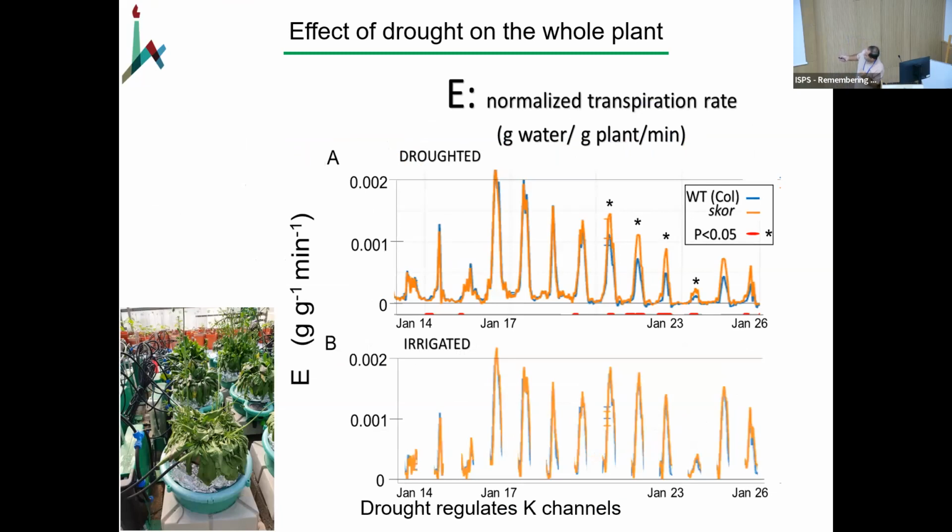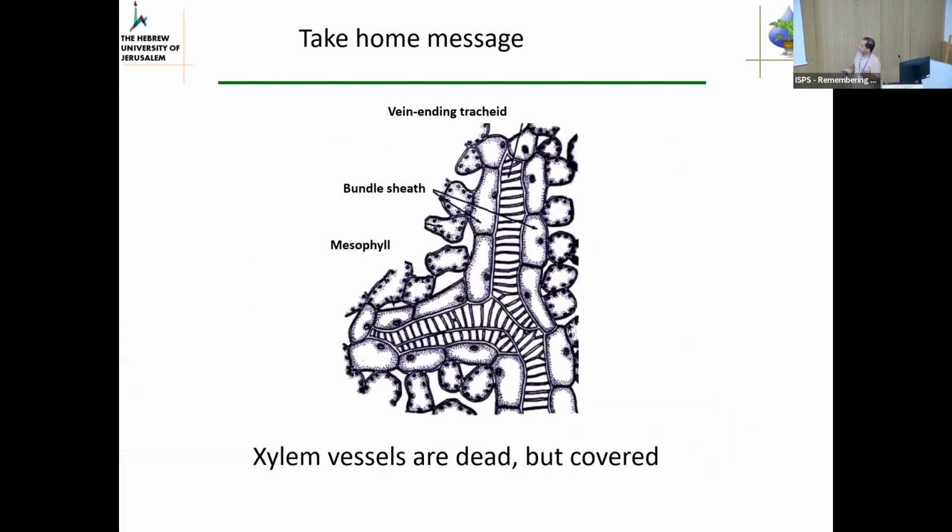Clearly, when the plant is not under drought, this is the control, no difference. And under drought, a very clear difference, where plants are beyond the wilting point but still open their stomata more. So something with the potassium release to the xylem, we think, is a very important regulator to control the K-leaf, but also the whole plant transpiration. So my take-home message to you: xylem might be dead, but they are covered. Remember the bundle sheath, they are living cells, and I think they have a tremendous impact on the plant's stress sensitivity.